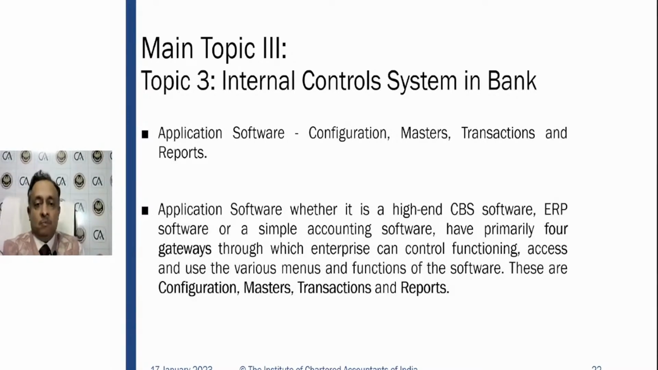Okay. Now, application software. We are basically talking of the core banking system, whether it is high-end CBS, ERP, or simple accounting software. They have primarily four gateways through which an enterprise can control functioning. These are configuration, master, transaction, and report. To make it simple, for using any software, you have to define the configuration, the masters, the transaction, and the report that will be used by that software user. In our case, who is the user? Bank. In our case, what is the software? Core banking system. And there are multiple core banking systems.